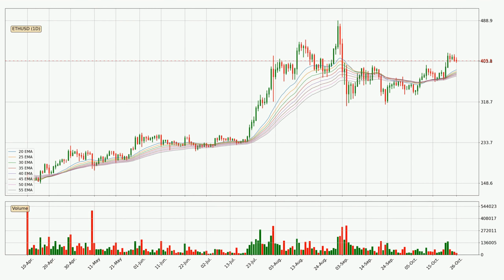Nevertheless, a trend change can be expected owing to the ribbon being compressed, which means that the trend is currently not very strong.